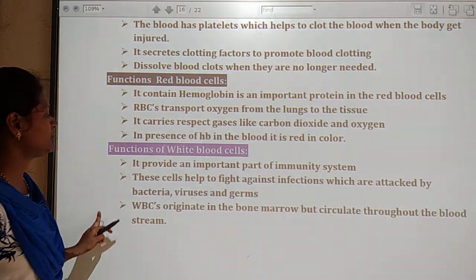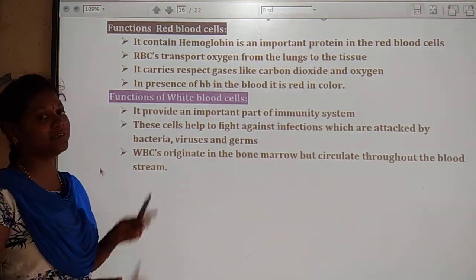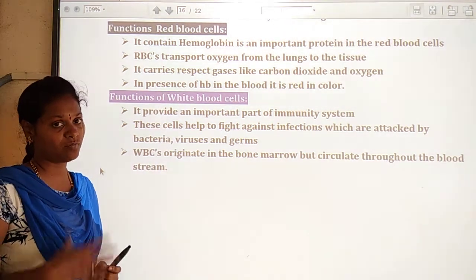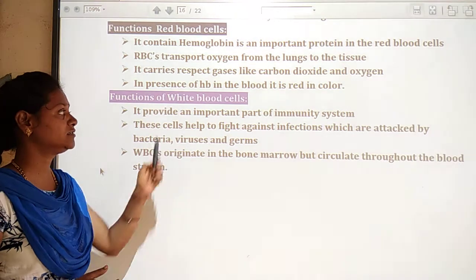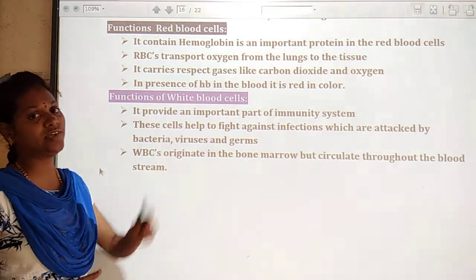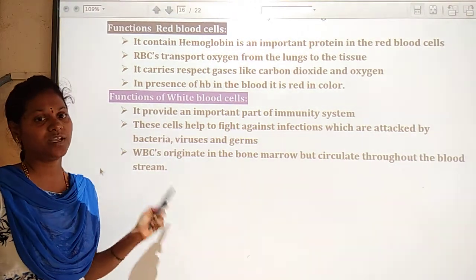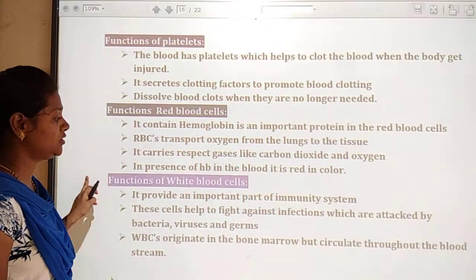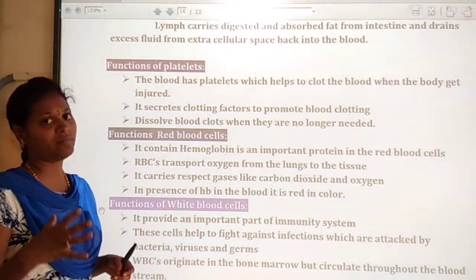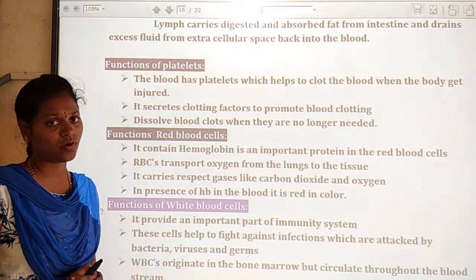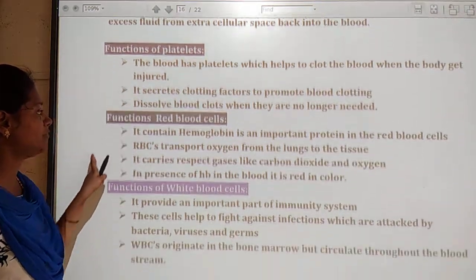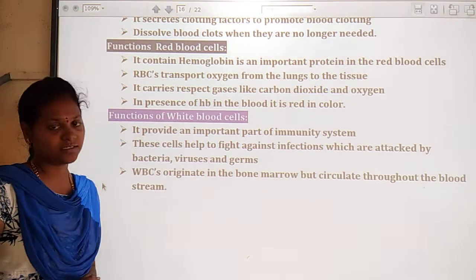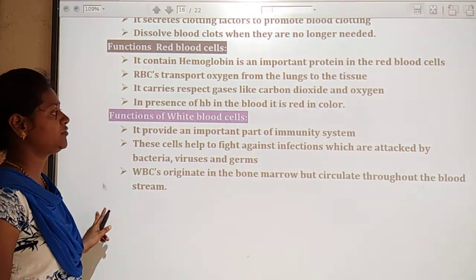Okay, so next one, functions of the white blood cells. These functions are very important for our body. Here the WBCs can fight against the diseases, and also it avoids what? Entry of the microorganisms into the body. So these are the functions of the platelets, red blood cells and white blood cells in our body. Okay, we will continue in our next class.